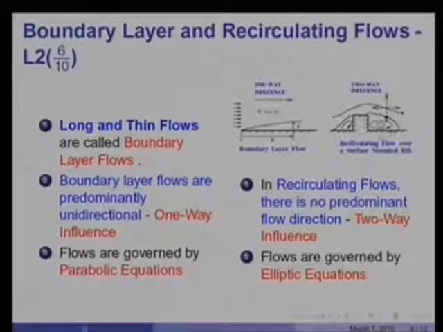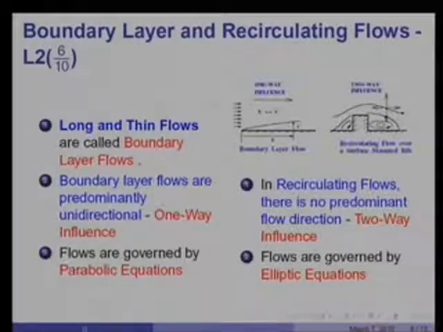But for example, consider now a case of a surface on which a rib has been mounted. Then, although the predominant direction of the flow is this way, close to the surface where heat transfer is taking place, you would have recirculating regions. And in these regions, of course, as you can see, the influences would travel both from downstream as well as from upstream. And therefore, recirculating flows are often called two-way influence flows.